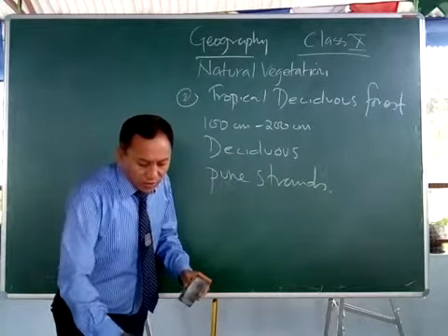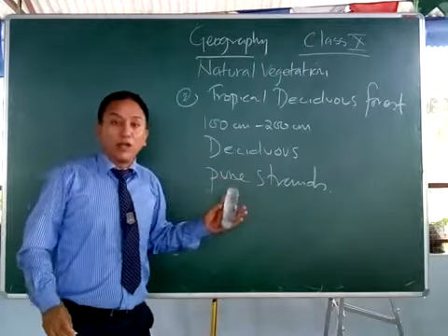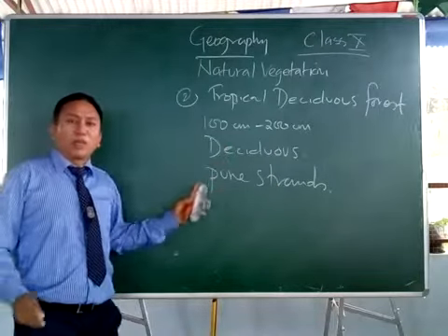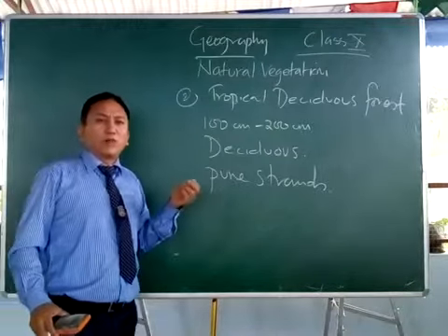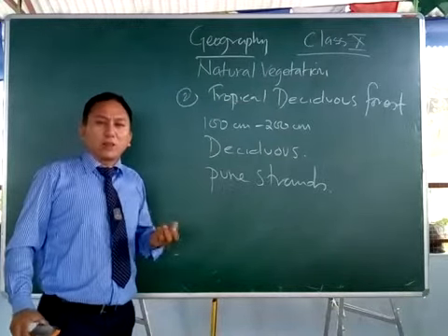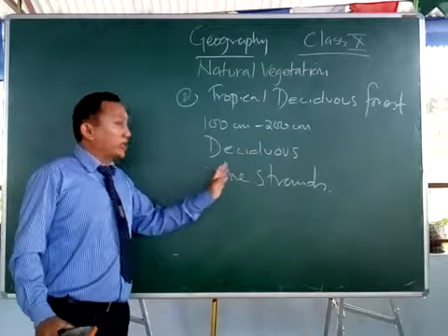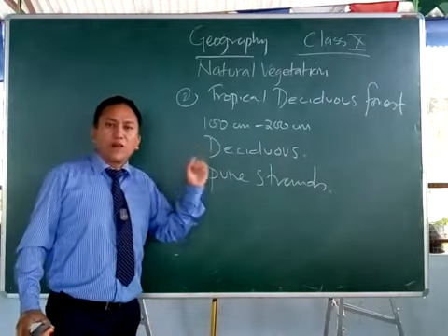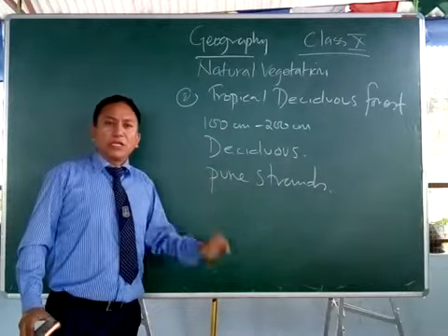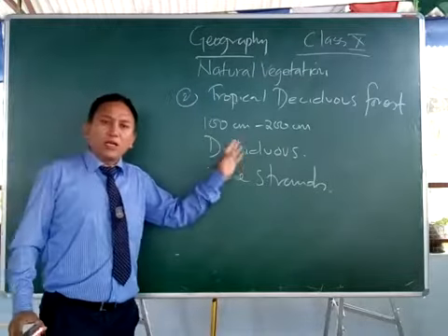Okay, and then now let's see some of the regions where these deciduous forests are found. If you see where the deciduous forests are found, it is found in regions like the peninsular region, it's found in the east of the Western Ghats, it's found in the Ganga Plains, then also the foot of the Himalayas. So these are the regions where the tropical deciduous forests are found: the peninsular region, east of the Western Ghats, the Ganga Plain, and the foot of the Himalayas.